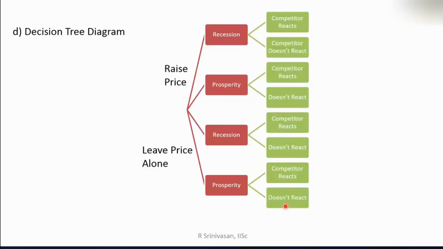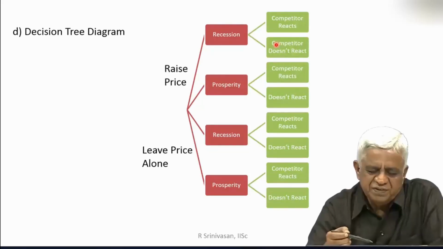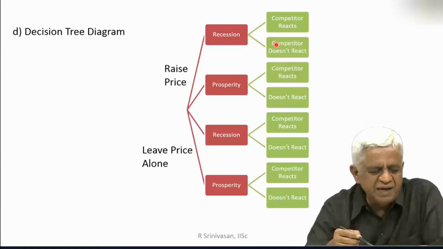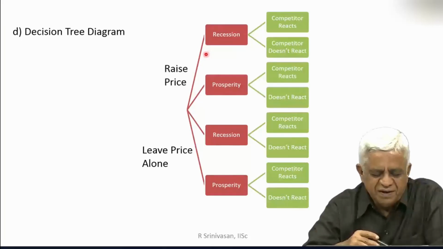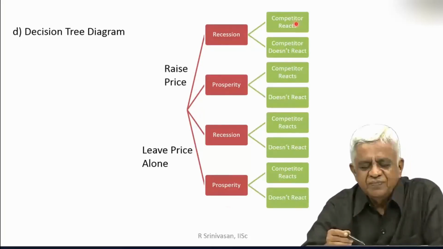Then we make use of what is called the decision tree analysis. The decision tree analysis makes use of so many scenarios which I presented in the mathematical models as the Bayesian analysis. This is presented in a decision tree diagram. Raising the price of the product or leaving the price alone. Recession, prosperity. Recession, competitor reacts.